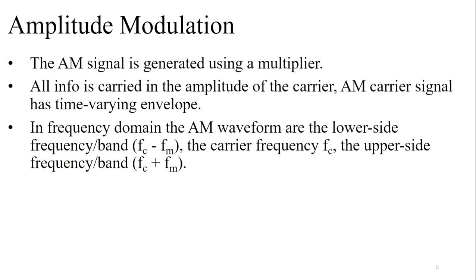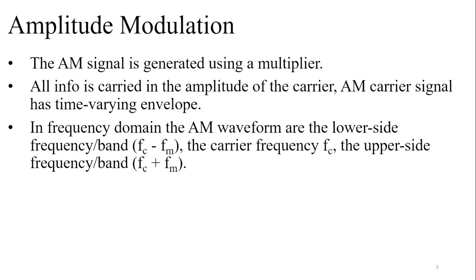Next, the amplitude modulated signal is generated using a multiplier. The multiplier combines the message signal and the carrier signal. All the information is carried by the amplitude of the carrier. The AM carrier signal has a time varying envelope, which means it varies instantaneously according to the amplitude.